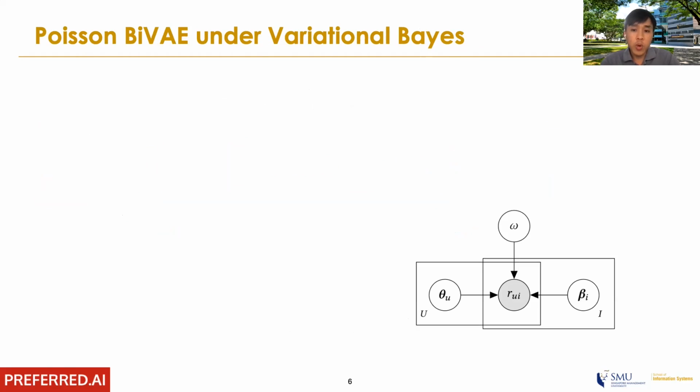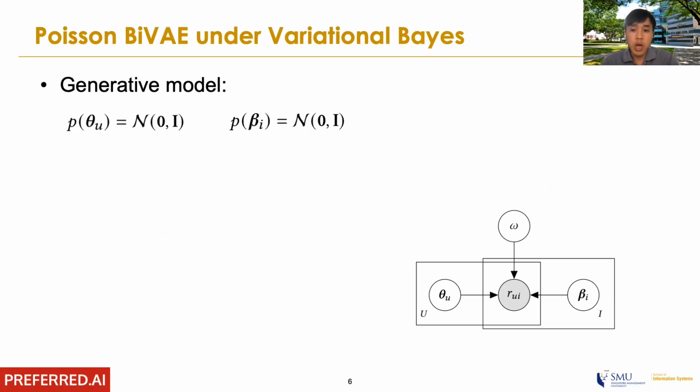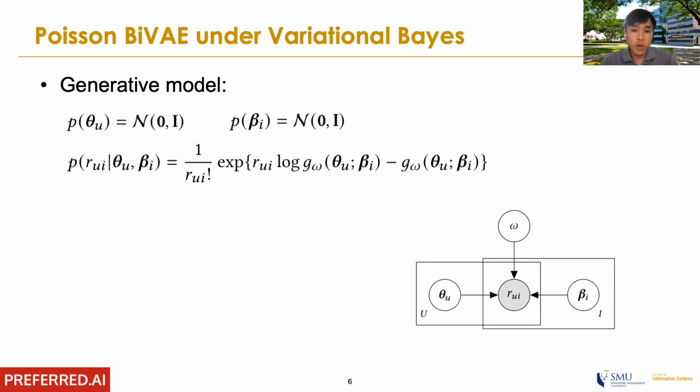As a concrete example, we would like to introduce a version of BiVAE with the Poisson likelihood. So the generative model, as demonstrated under the graphical model there: we have the user and item representations drawn from a unit Gaussian distribution, and the interactions, the r_ui, are drawn from a Poisson distribution, which is suitable for modeling count data.